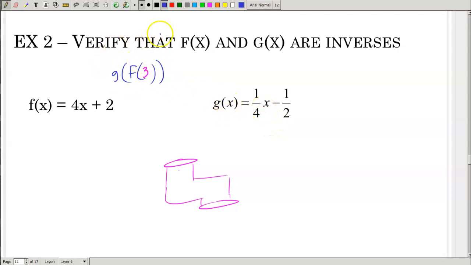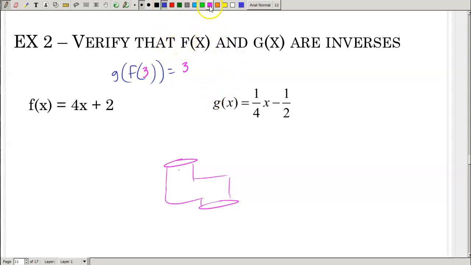So you could just make the argument here that, look, if I start with 3 and I plug it into f, and then I take that result and I plug it right back into g, I actually end up with the exact same thing. That's pretty much what an inverse is, right? You start and you end with the same thing. And that's a pretty good argument, right? The mathematical way to show this is that not just for a specific number 3, but for any x, for any number, this is going to happen.